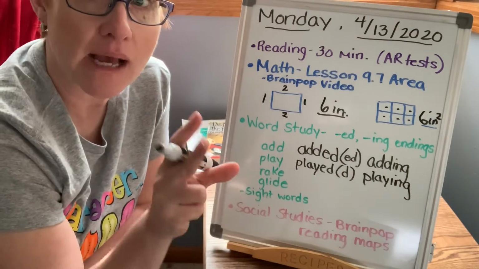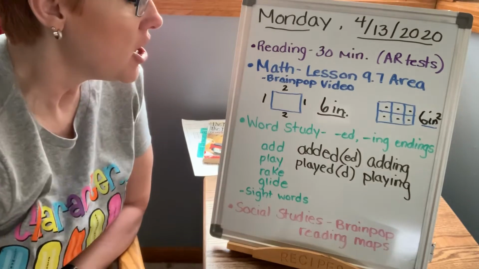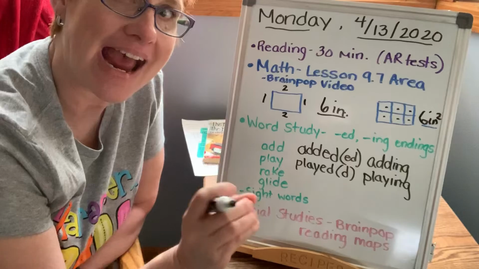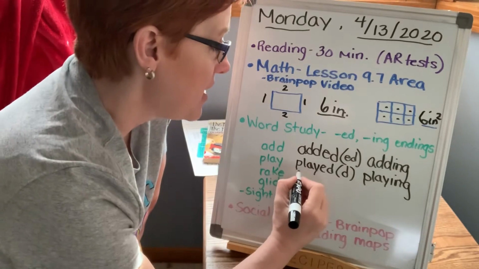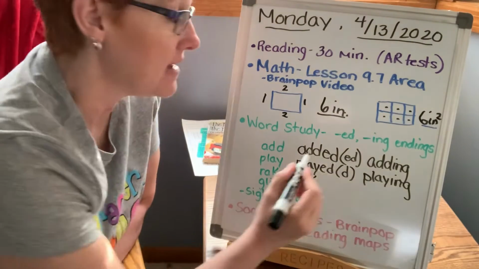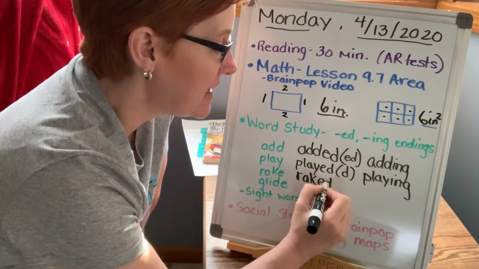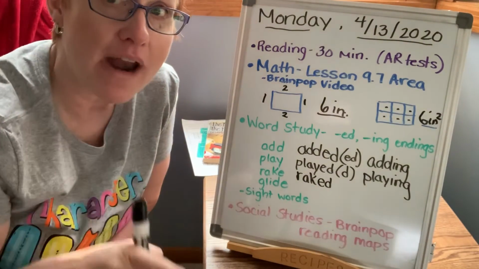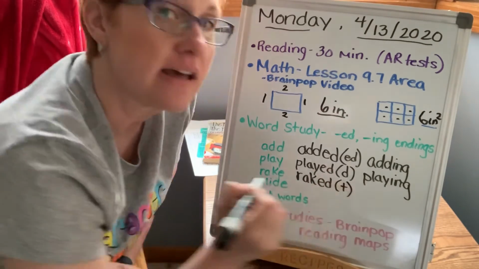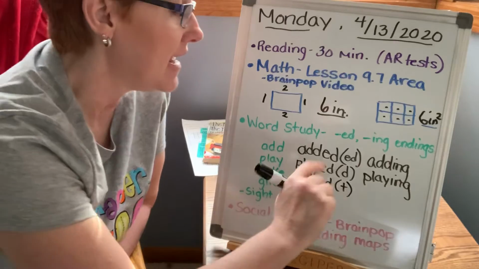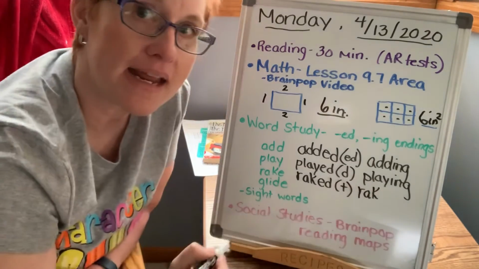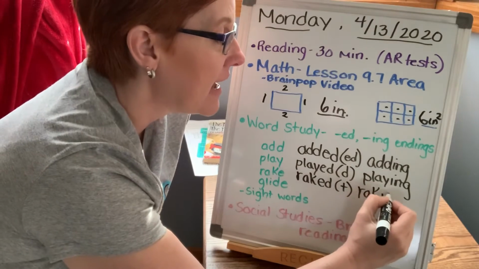Rake. Now, we've got a couple interesting ones that I want to show you. So rake, you actually drop the E and add ED. So you go R-A-K, drop the E and add ED, and listen to the sound of that. Raked, okay? That one is the one that makes the T sound. Then I am raking the yard. Again, you are going to drop that E and add I-N-G.